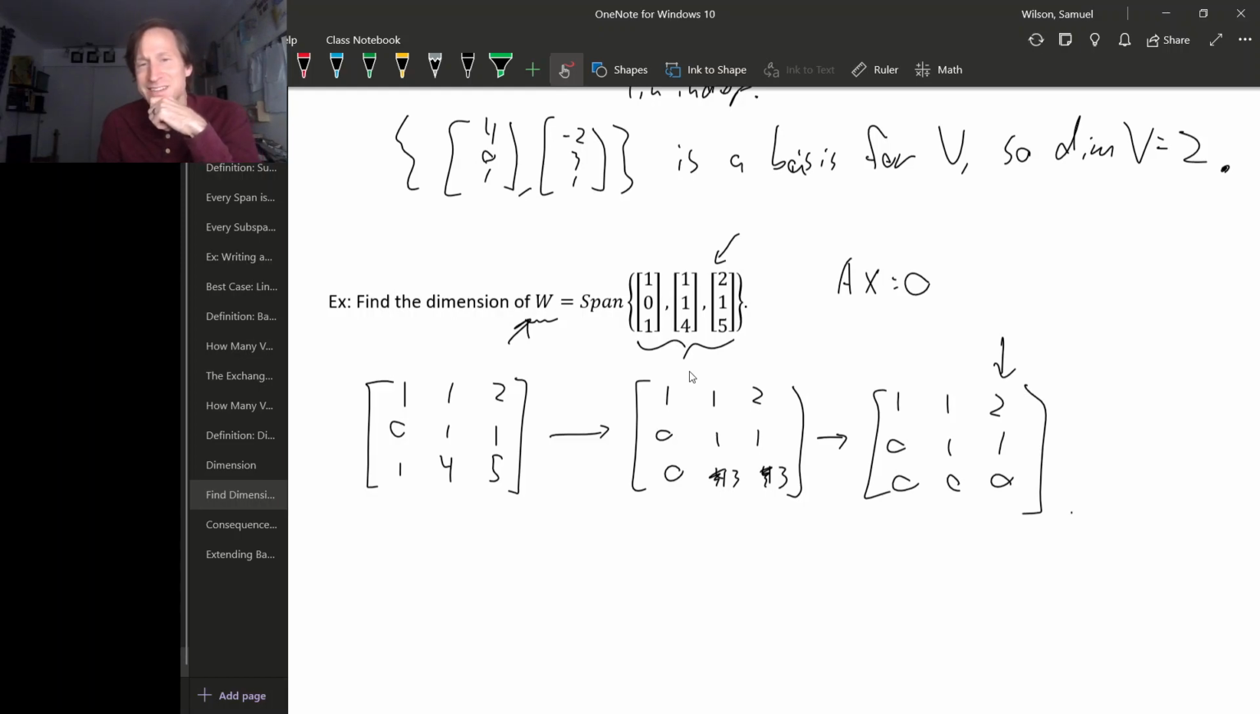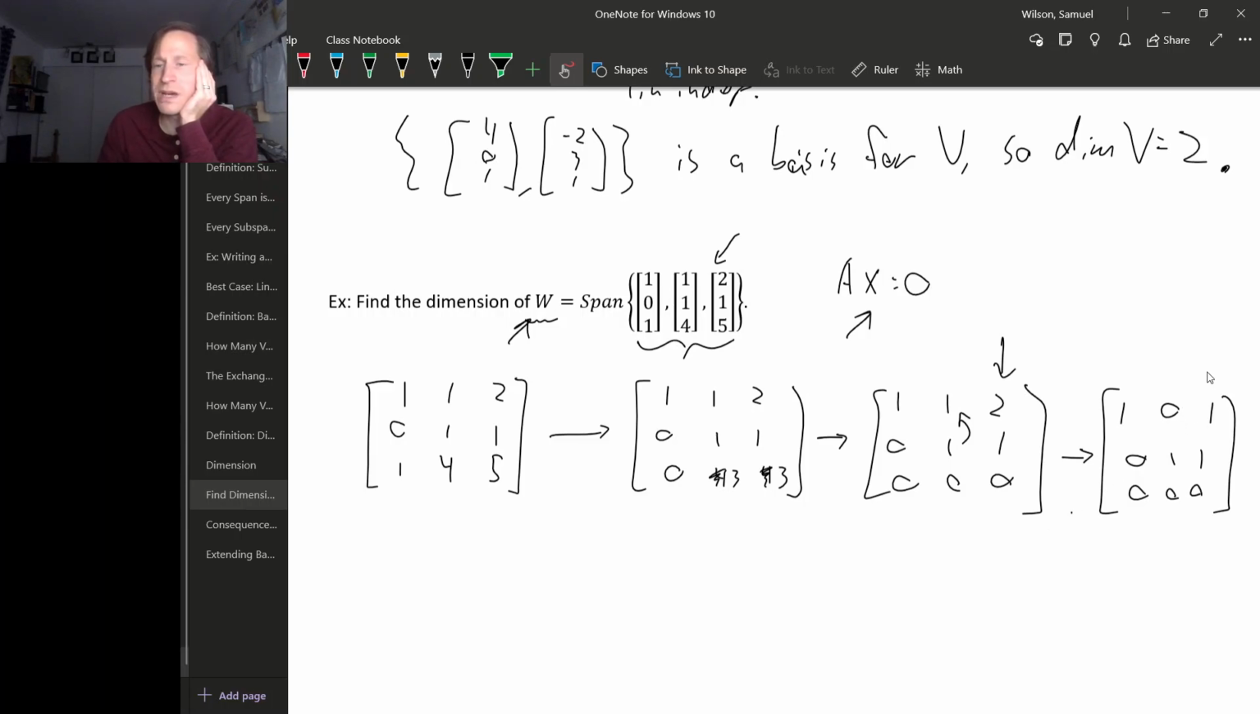But that doesn't really tell us how many of these vectors we need to keep to still have the same span. Well, if we write down the actual solutions to this homogeneous system, I guess we can do one more step in our row reduction just to eliminate this 1 here. We get 1, 0, 1, 0, 1, 1, 0, 0, 0.